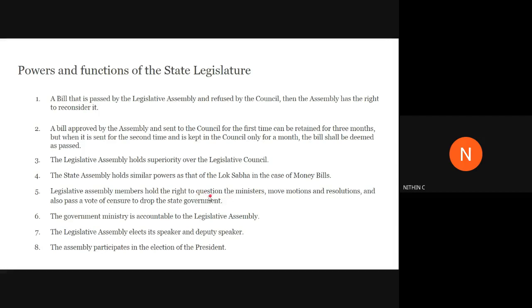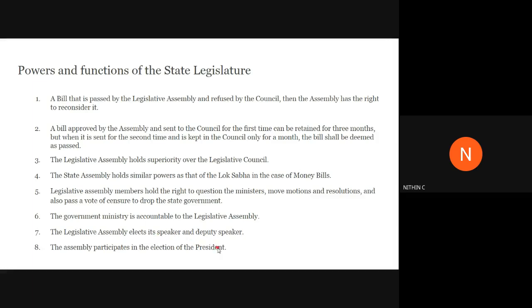So the legislative assembly members hold the right to question the ministers, move motions, resolutions, and also pass a vote of censure to drop the state government. We must have heard of the no-confidence motion. So different terms of that sort are there. Then the government ministry is accountable to the legislature. Already said, the government ministry is accountable, or responsible, to the legislative assembly.